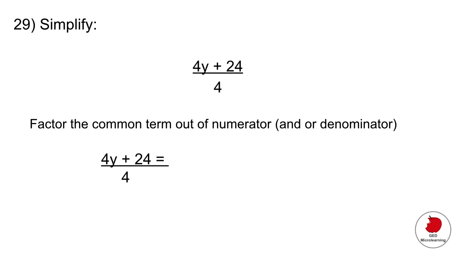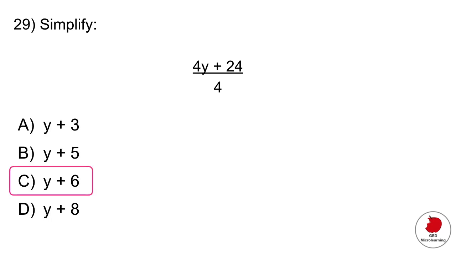If you factor it out, meaning a number that divides into both numbers, on the top we would end up with 4 multiplied by y plus 6. Because 4 multiplied by y is 4y, which is the term there on the left, and 4 multiplied by 6 is 24. Now that you have this, the next thing that you want to do is simplify this equation. Because you're dividing by 4, you would go ahead and cross that out, and you end up with y plus 6. Option C.